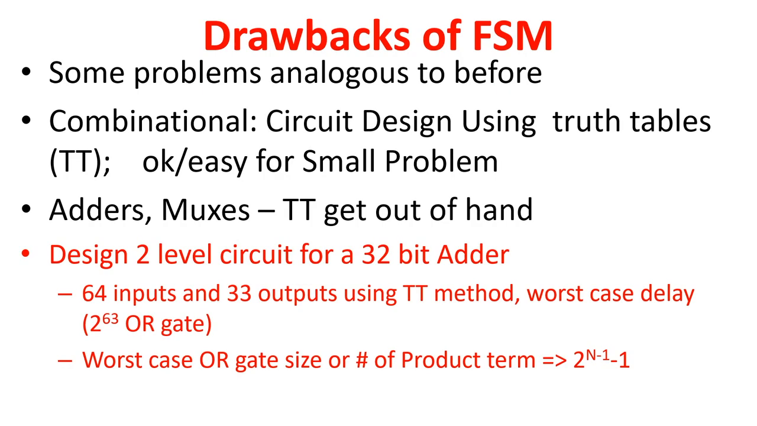and the worst case gate size will be the number of product terms. So, the number of product terms, which is 2 to the power n minus 1 minus 1, grows like anything; 32 means 2 to the power 32. So, it is not desirable to use the truth table method for designing an adder or multiplier or multiplexers. This problem is in the combinational circuit domain.